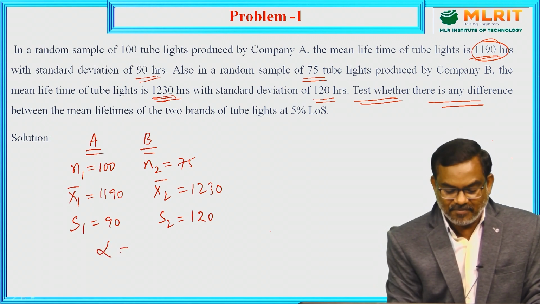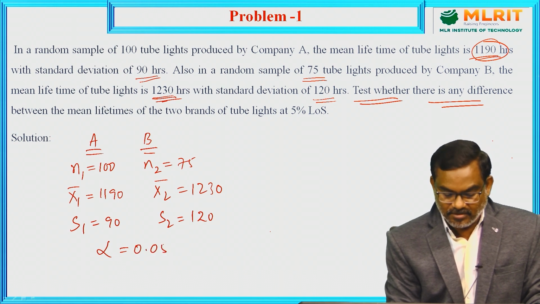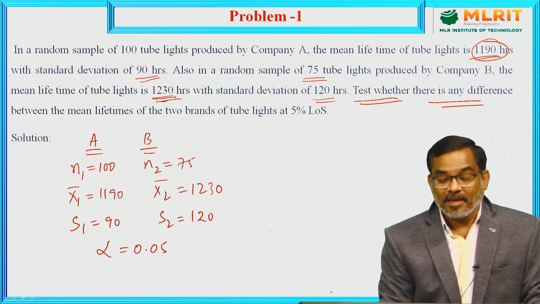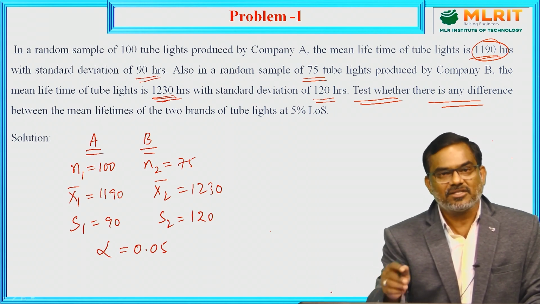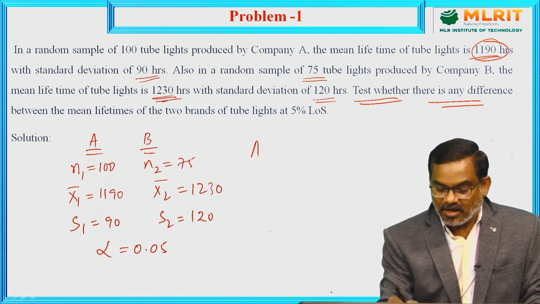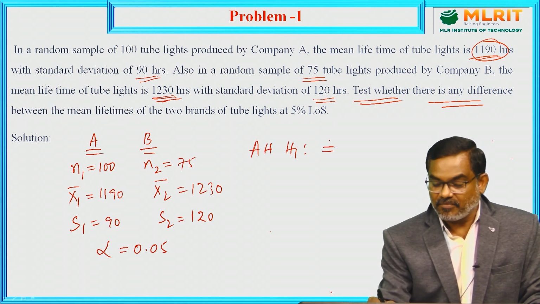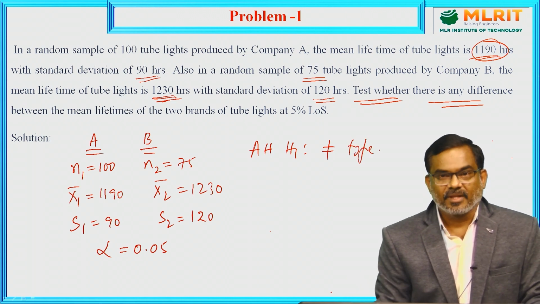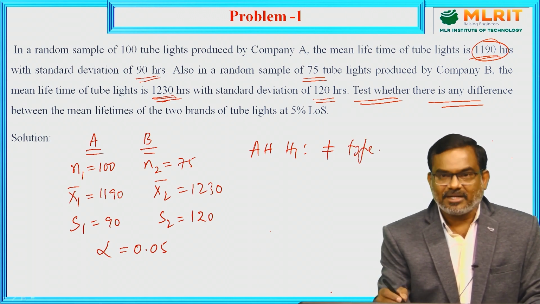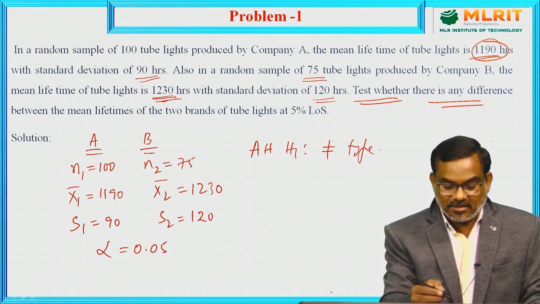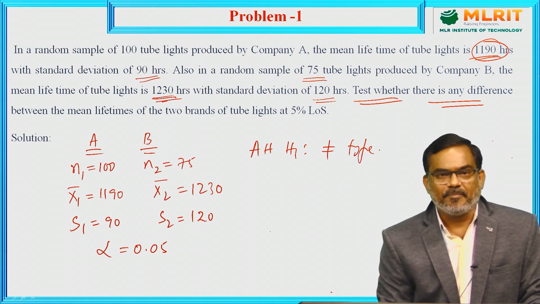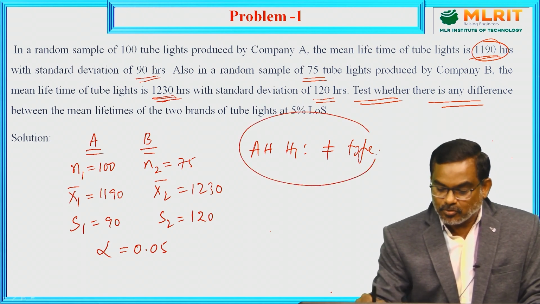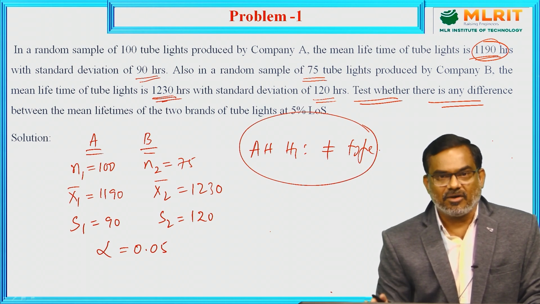So, the level of significance alpha is also given 0.05 and we need to test whether there is any difference between the mean lifetimes of these two brands or not. So, that means the alternative hypothesis H1 is of not equal to type. Here we are not testing whether the brand A is better than brand B or the company B is better than company A. Simply we need to check whether the two brands are the same or not. So, alternative hypothesis is of not equal to type.